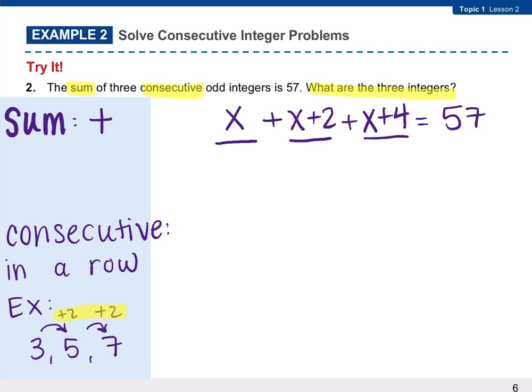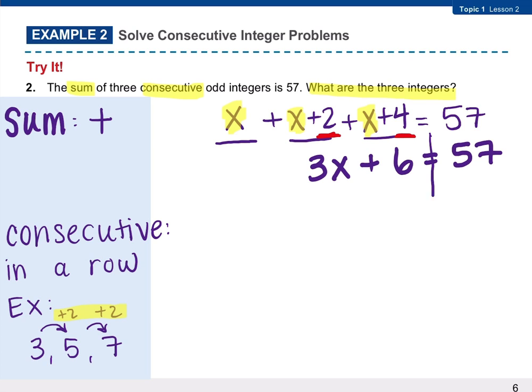So now I have my equation only using x, so I can actually solve for x. And let's clean it up a little bit so we can solve for x. So I have some like terms. I can combine them. They all have the same variable. So 1x plus 1x plus 1x is 3x. And then I also have some like terms with my constants. I have a plus 2 and a plus 4 that have no variables. So plus 2 and plus 4 is plus 6, and that's going to be equal to 57.